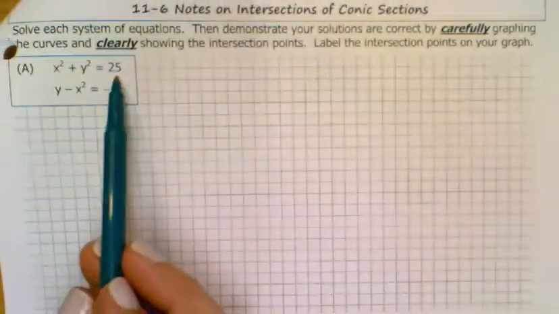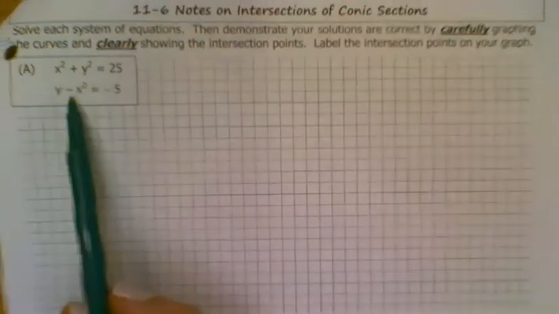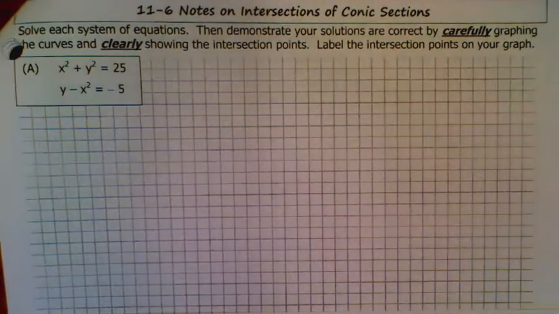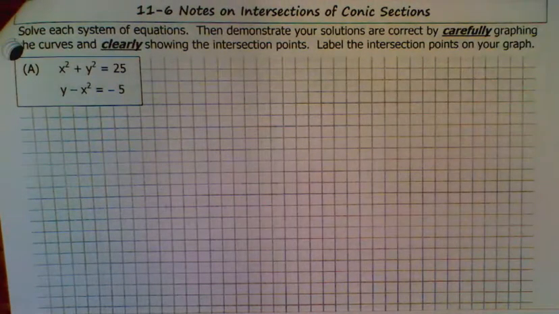So I'm looking at this particular system, and since I have an x squared and I have an x squared here, I'm leaning towards using the substitution method. Sometimes you'll be able to solve using the substitution method, sometimes you'll be able to solve using the elimination method. There are some times where the elimination method does not work. In this particular case, the elimination method absolutely works.